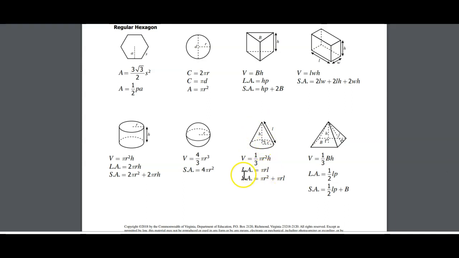Now, this is probably one of the few that I don't really have a good hands-on activity or visualization to give the students to say, this is what the lateral area is. But the lateral area is pi r L, where the L is what we call the slant height. And so for the total surface area on a cone, notice you have the lateral area pi r L. The total surface area is the lateral area plus the base. In this case, the base is a circle. So notice you have pi r squared right here. That's the base plus the lateral area.